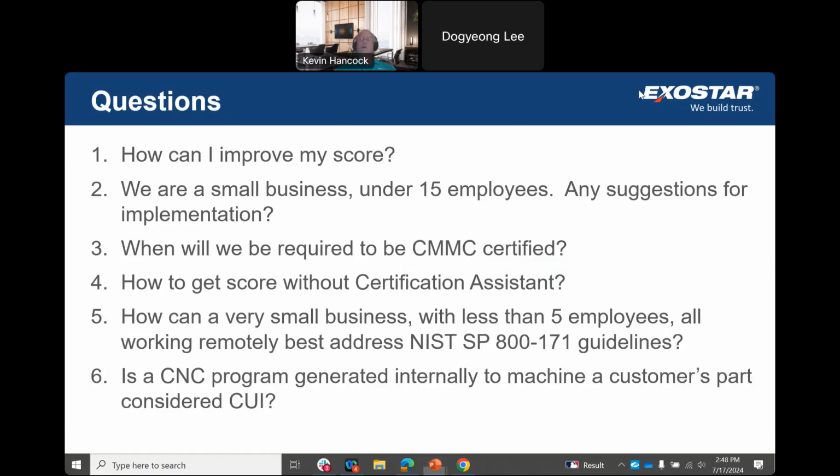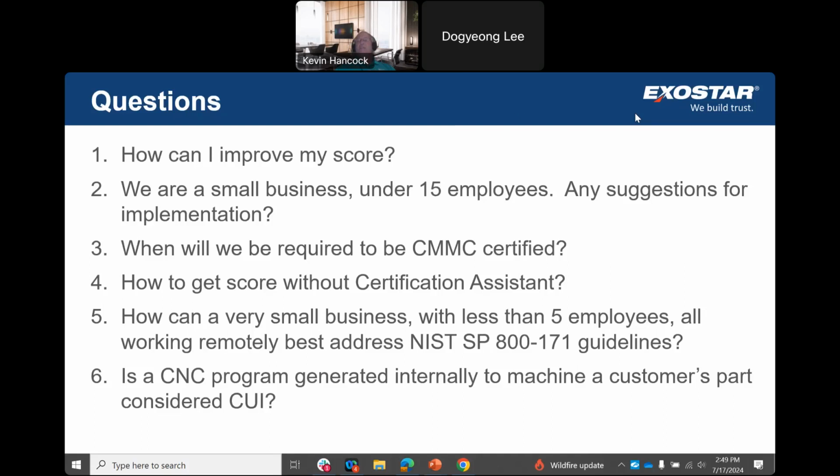Number 2, we're a small business under 15 employees. Any suggestions for implementation? For small organizations, I typically do recommend that you engage with particular tools or vendors that you're comfortable with and that meet the requirements of what you're trying to achieve, because small organizations are going to struggle to understand everything you need. It's better to get an enclave and utilize a third party to work with you on those things.